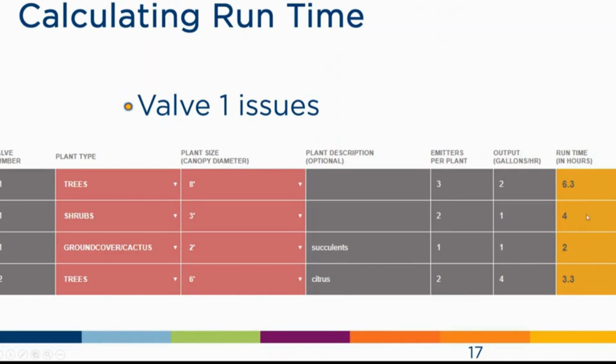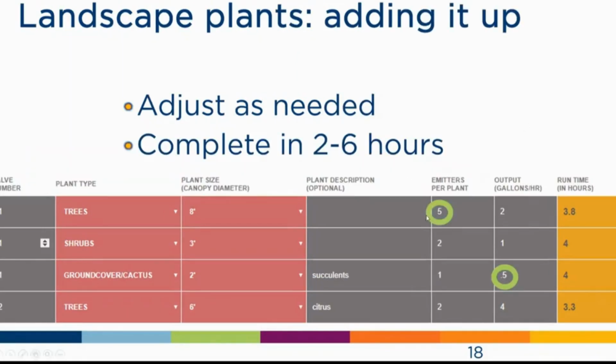Well, trees are harder to replace, so you could say, okay, I'm going to program it for 6 hours. But then, depending on how many shrubs and ground cover you have, you could be really overwatering these plants, which leads to waste and higher unnecessary costs. So what can we do to get this a little bit closer together? If you thought, well, I could up the emitters for my trees, you're absolutely correct. You could increase the number of emitters for these 8-foot trees, and with the output of 2 gallons per hour, we now can finish this within 4 hours, which is a lot closer.